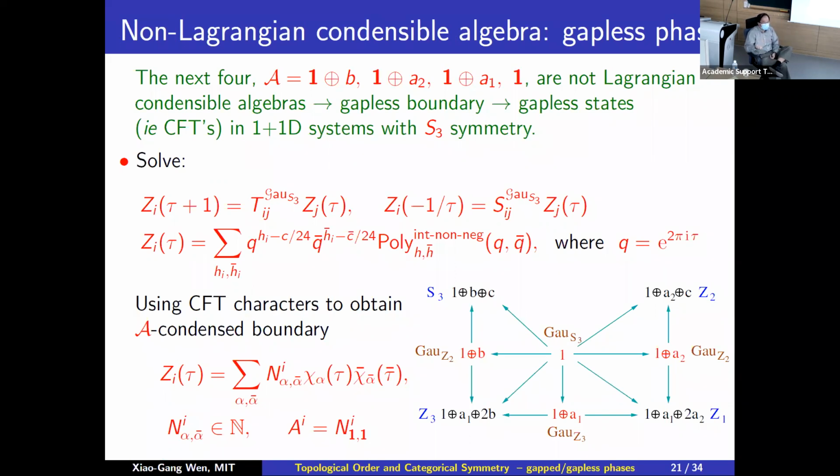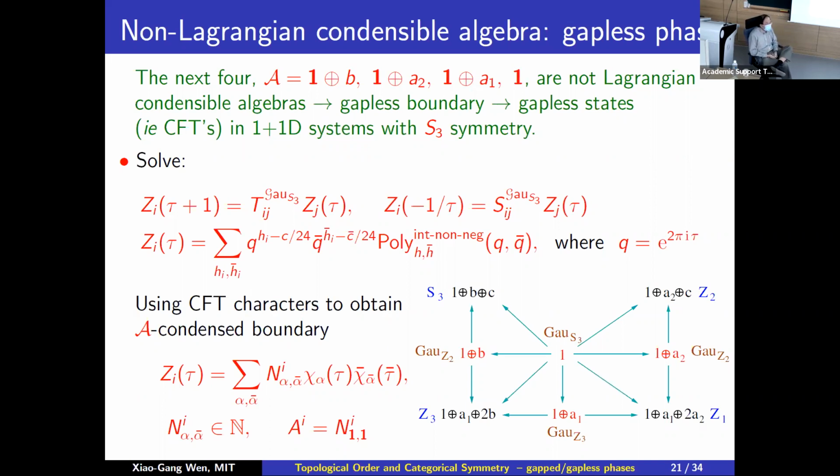That's very strange. So S3 to Z3, 1 plus B is condensable? Yeah, S3 to Z3, all these are condensable algebra. The one in this picture, all condensable algebra. The missing one here is illegal. So that's a wonderful non-trivial result they get.